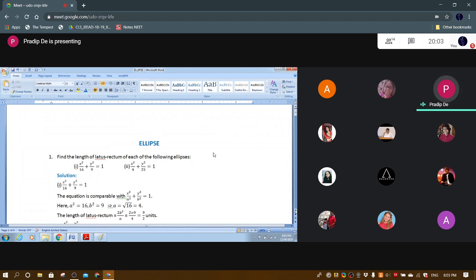Then can you find out the latus rectum of the second one? This is type 2. So 8 by 5. Done. What is it? So 8 by 5. Let us see.